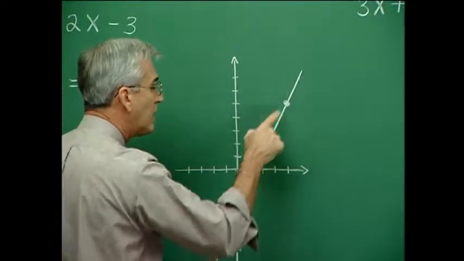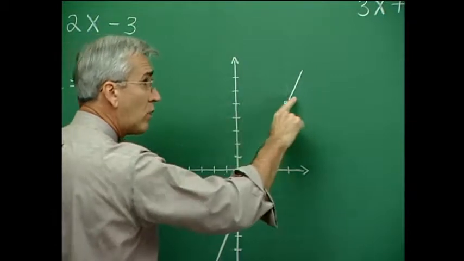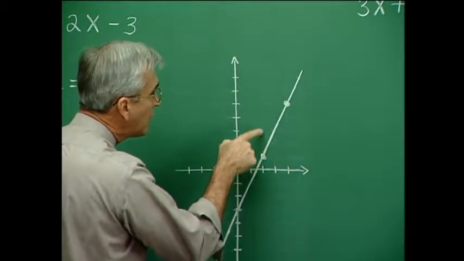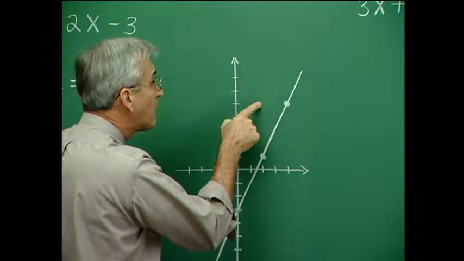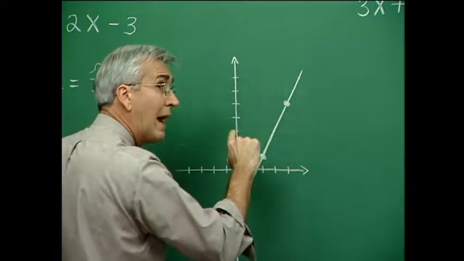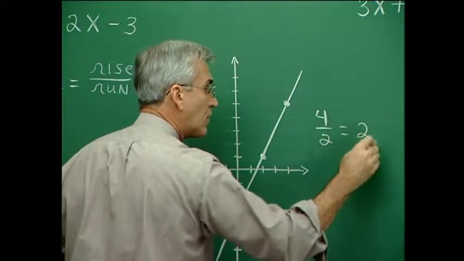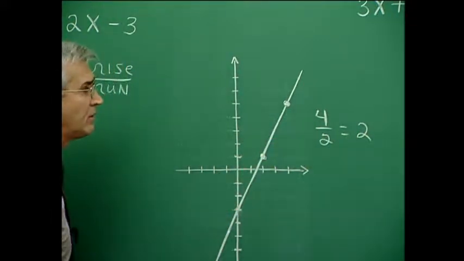Now, from here to here, we're talking about a rise and run, you see. So the rise would be, let's see, from here we go up 1, 2, 3, 4, and then we have a run of 1, 2. So rise over run would be 4 over 2, or 2. So the slope of this line is 2.